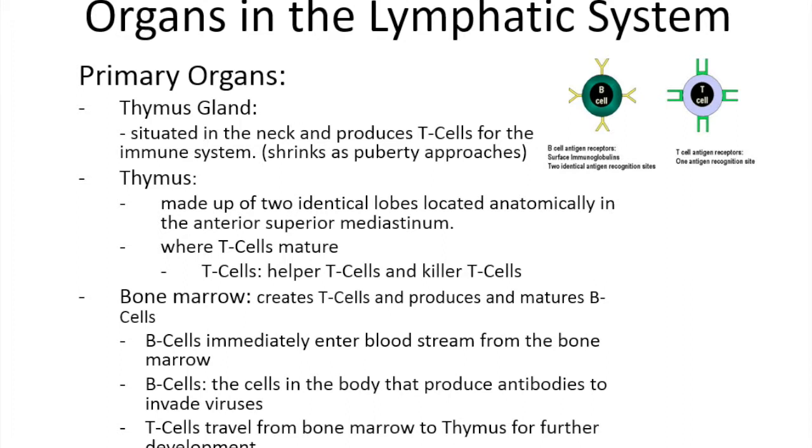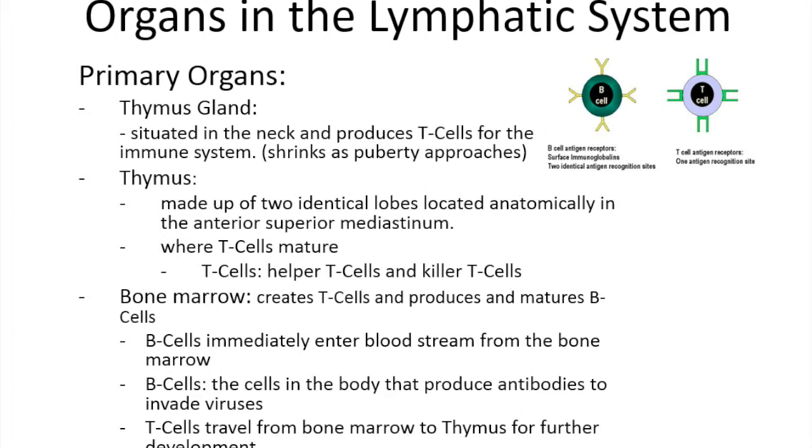So the thymus is made up of two identical lobes located anatomically in the anterior superior mediastinum. And in the thymus is where T cells mature. And so within T cells, there are helper T cells, which instruct other cells on what to do within the immune system, and there are killer T cells. And killer T cells carry out a cell-mediated response to invasion by foreign antigens.